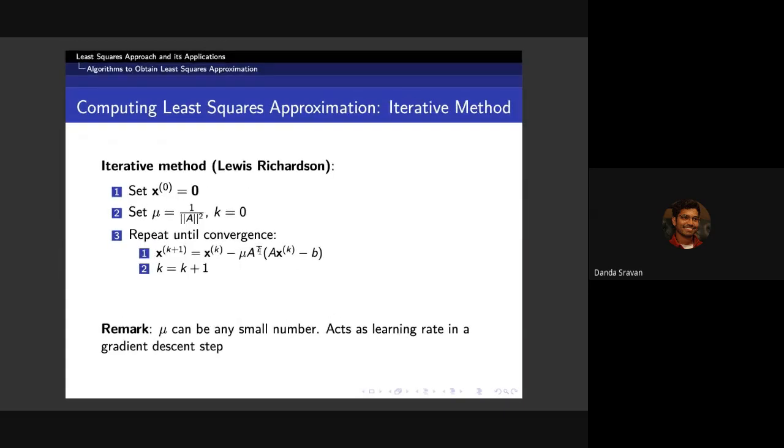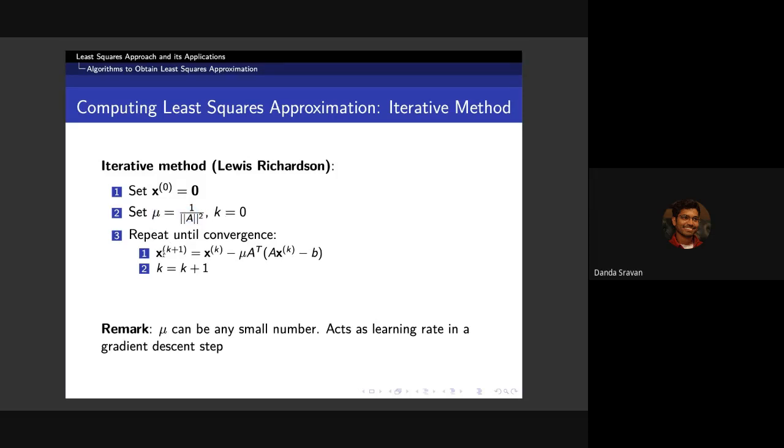Another way to do this is to iteratively compute the answer. I start with a zero vector. You can start with any vector as such; zero has no speciality. Then initialize a constant mu with 1 by norm a squared. Again, there's no hard rule that you should use this. Any small number would suffice, but that smallness is relative with respect to a. This is a number that works well in practice.